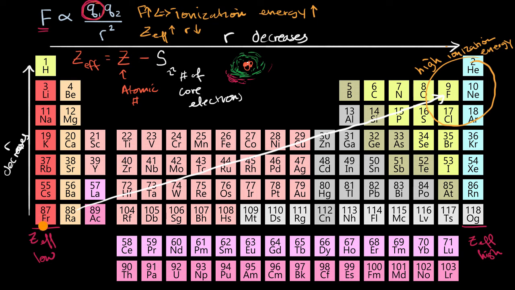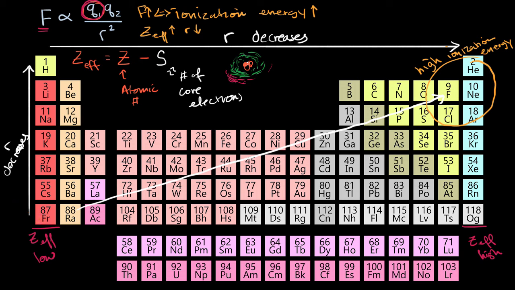On the other hand, if you go to something like francium, it has one valence electron, and that valence electron is pretty far from the nucleus. And there is a low effective charge despite all of the protons because there's so much shielding from all those core electrons. So it's not surprising that it doesn't take a ton of energy to remove that first electron from francium.